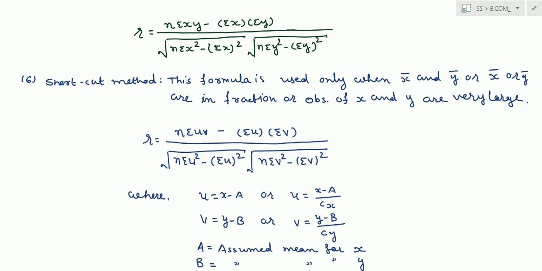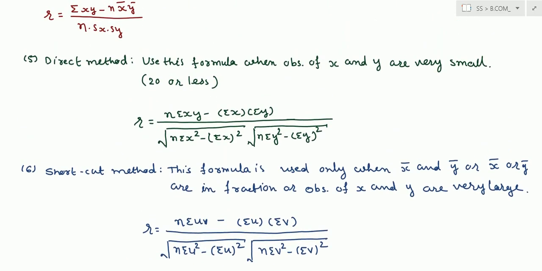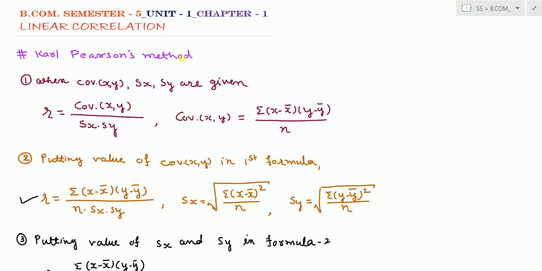Okay, so these are our formulas of Karl Pearson's correlation coefficient. Okay. Now in next lecture we will start our sums of Karl Pearson's method.